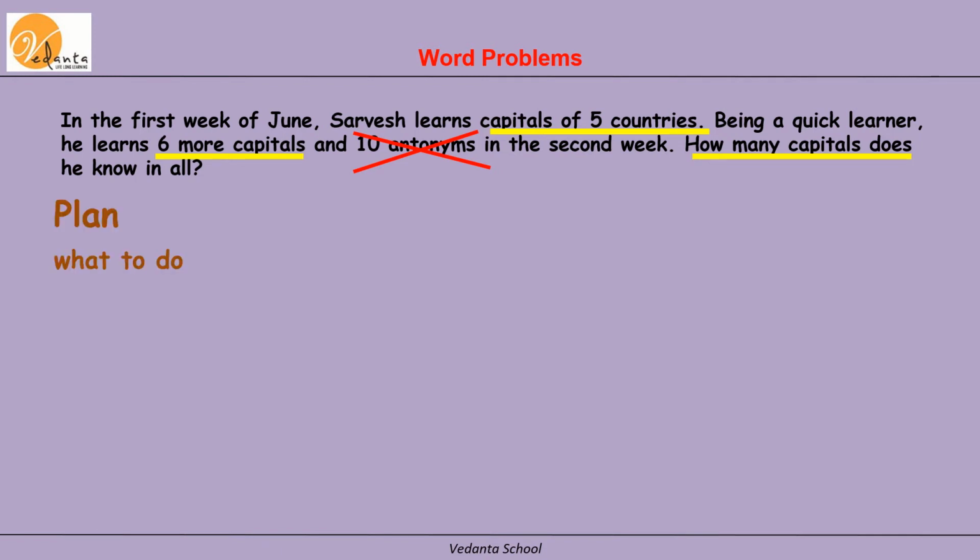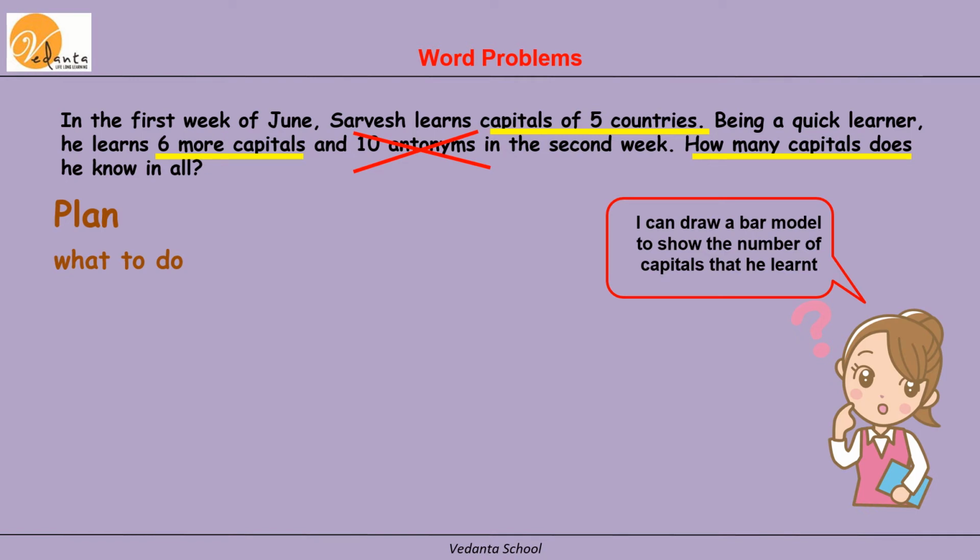Next step is plan what to do. What will you think? You'll think, I can draw a bar model to show the number of capitals that he learned. So shall we all start drawing the bar model? This is one single unit, one capital. Assume this small box shows one capital. So first we'll draw for first week of June. 1 is already there. 2, 3, 4, 5. So this model represents the 5 capitals of week 1.